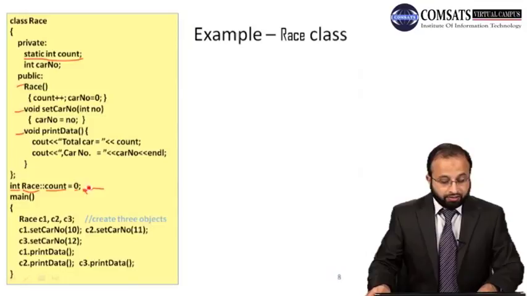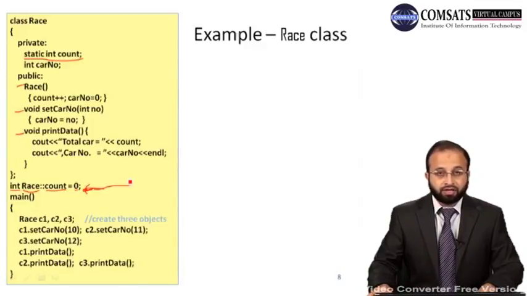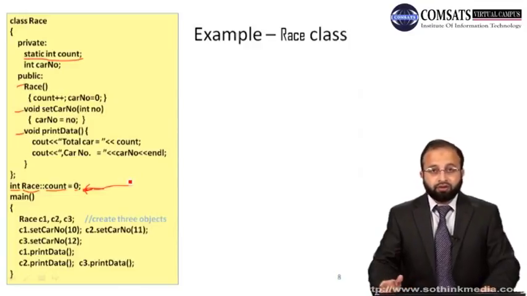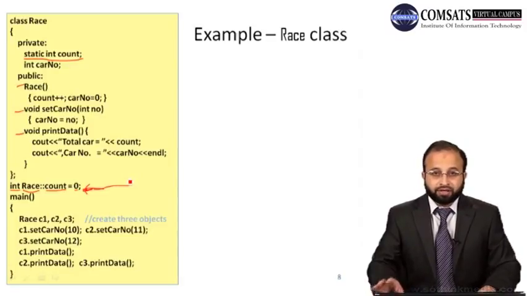So when this statement is executed, int race scope resolution operator count equal to 0 semicolon, the memory is allocated for the static data member count, and the value 0 is assigned to that variable, right? Now you can see that no object is created for the race class, but still the memory is allocated for the static data member, right? So if you create an object and destroy all the objects, still the memory is allocated for the static data member until the program is running.